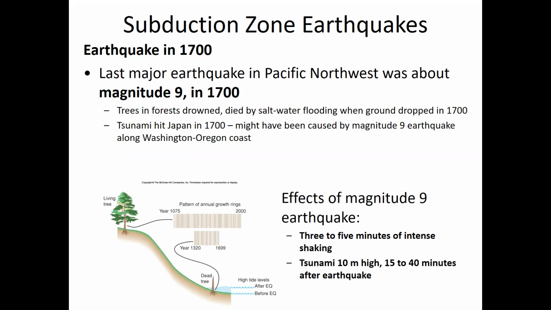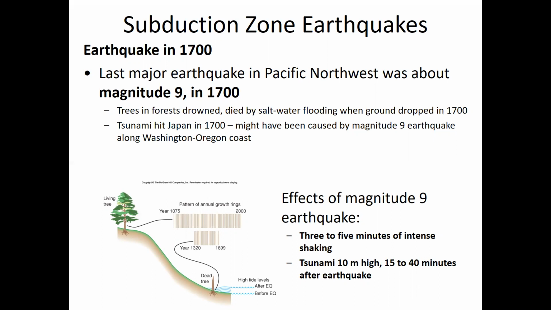And also, Japan had a written record at this time, and they recorded a tsunami that came ashore. There was no detectable earthquake in Japan, so the earthquake must have occurred far away. That triggered the tsunami that moved across the entire Pacific Ocean and hit the coasts of Japan in the year 1700.